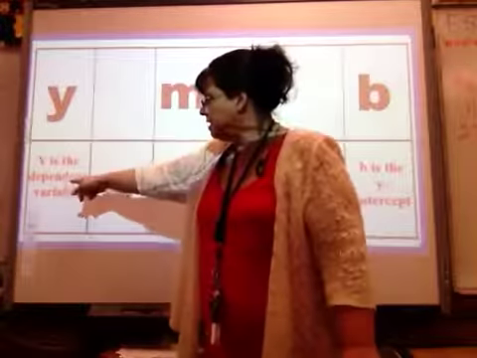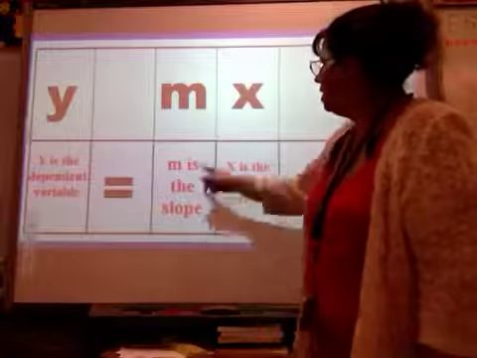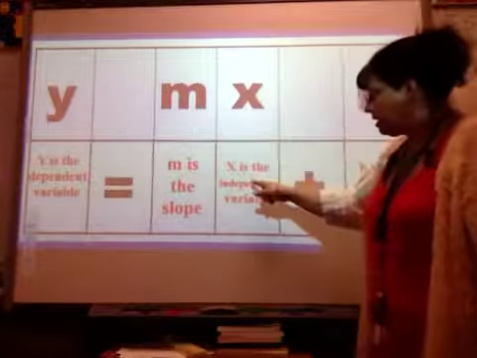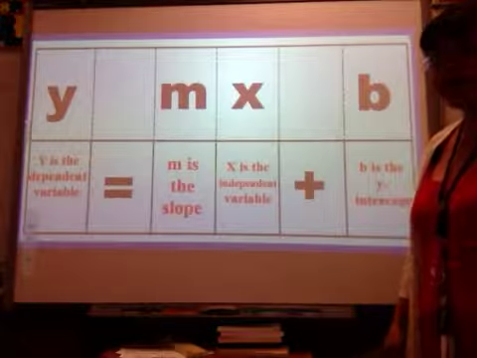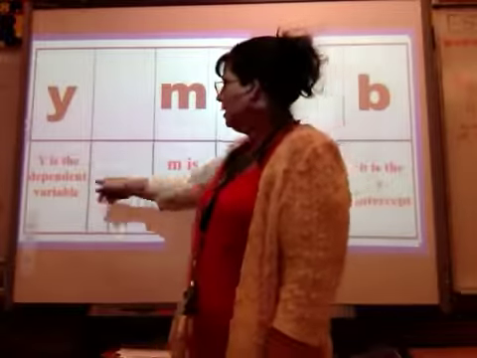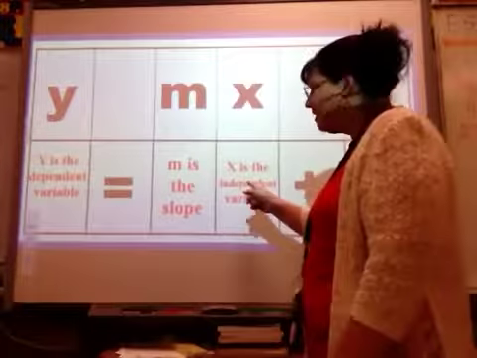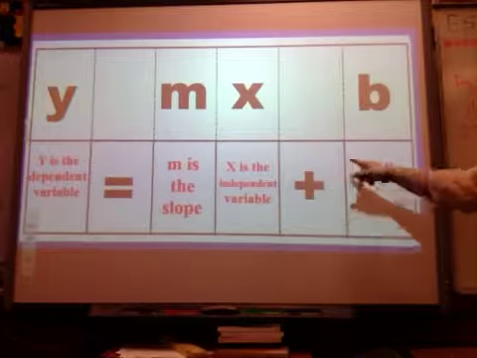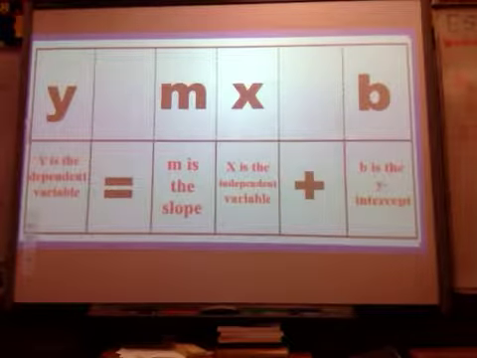It says Y is the dependent variable. M is the slope. X is your independent variable. I'm sorry, I'm messing up already. Dependent, independent. I just got independent on my mind. Plus b, which is your y-intercept.